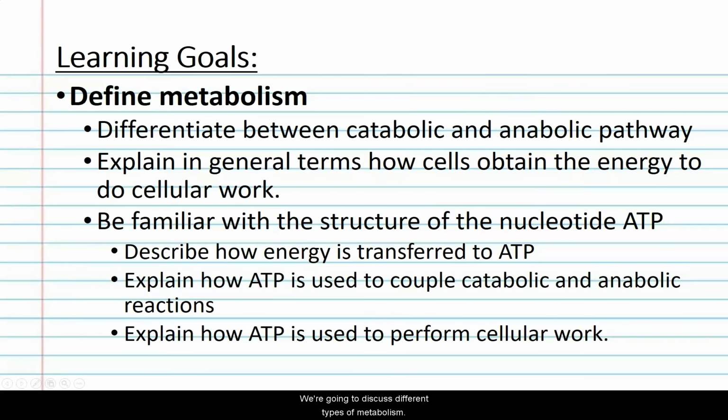We're going to discuss different types of metabolism. So I'm going to discuss what we mean by a catabolic and an anabolic pathway. We're going to describe how our cells get the energy they need in order to do work. And then finally, we are going to talk a bit about ATP and how ATP is used as the energy currency of the cell to perform cellular work.